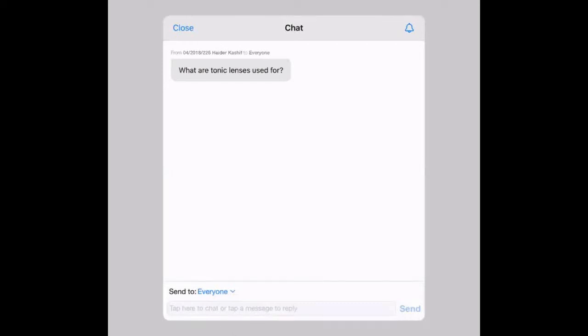What are toric lenses used for? Toric lenses are used for correction of astigmatism. Since one meridian is different from the other, you can't give out a simple spectacle. So you have to give out toric lenses. That is what toric means: one meridian is different from the other one.